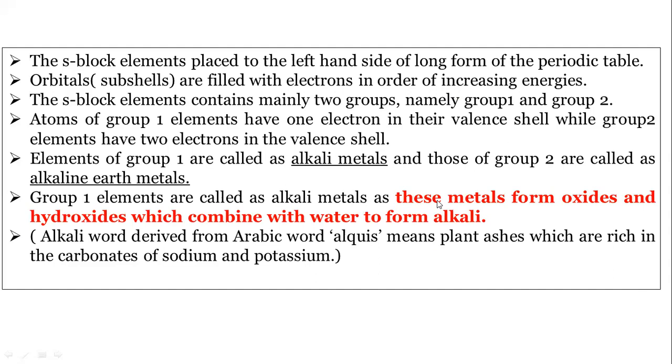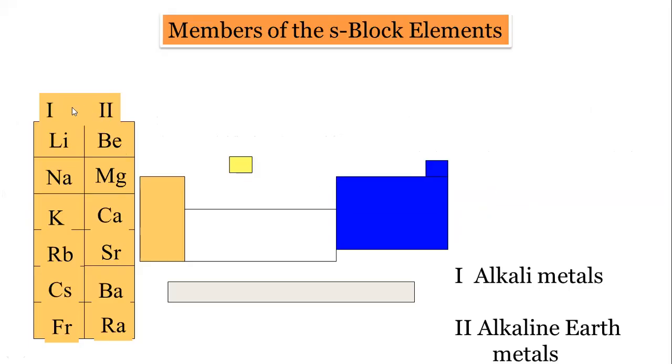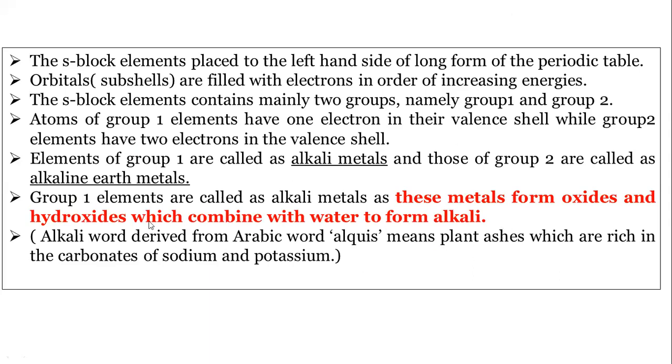It is highlighted with this bold red color, because these metals form oxides. Whatever metals are given in group 1, these metals form oxides and hydroxides, which combine with water to form alkali. That's why these elements are called alkali metals. And alkali is actually an Arabic word. Al-qali means plant ashes, which are rich in carbonates of sodium and potassium. So this is the connection with the word alkali.